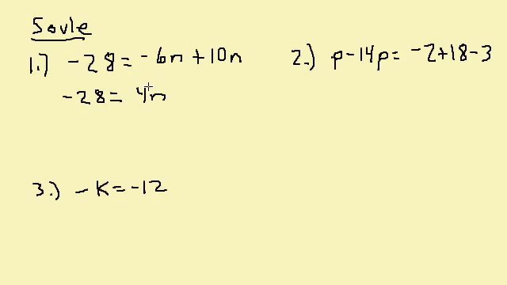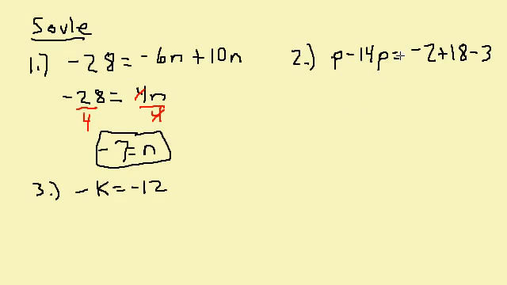And then we want to get rid of the 4 in front of the n, so we're going to divide each side by 4, and this cancels the 4's, so we're left with n equals negative 7. And there's our answer. Let's take a look at another one.